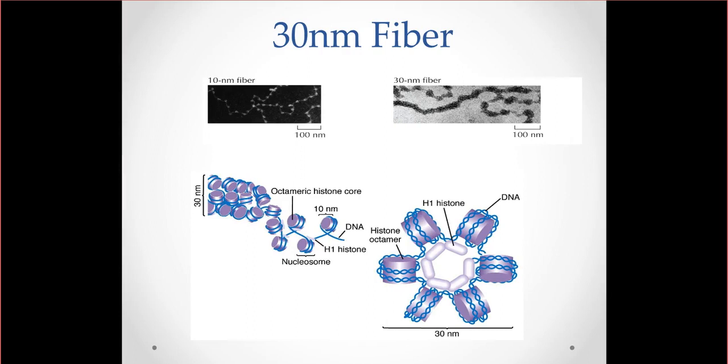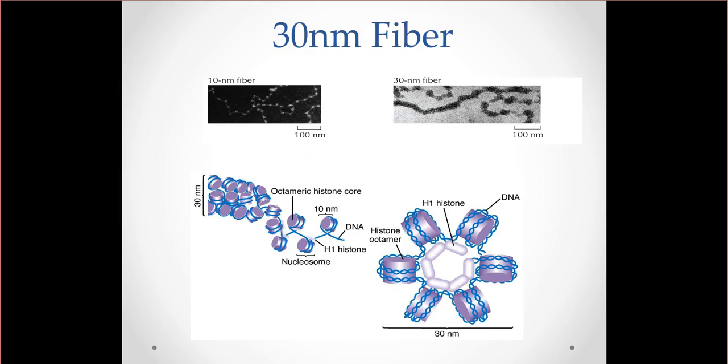The next step of compaction is forming our 30 nanometer fiber. This is where the H1 protein from the histone comes out to play. H1 can be called the linker histone. H1 will cause the nucleosomes to twist around at a 90-degree angle, forming a thicker string of beads. Imagine twisting around a string of pearls.